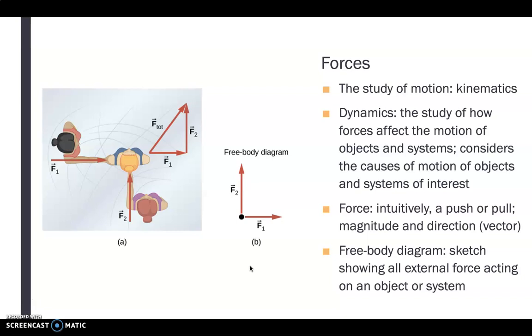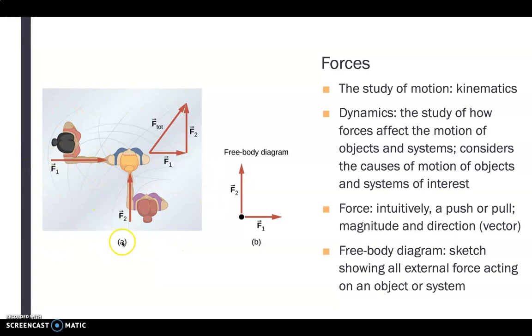And when we're going through this, you'll see a lot of these diagrams. They're called free body diagrams, and they are really just a sketch showing all the external forces that are acting on an object or the system, okay? So this is an example of the diagram that you first initially draw, okay?